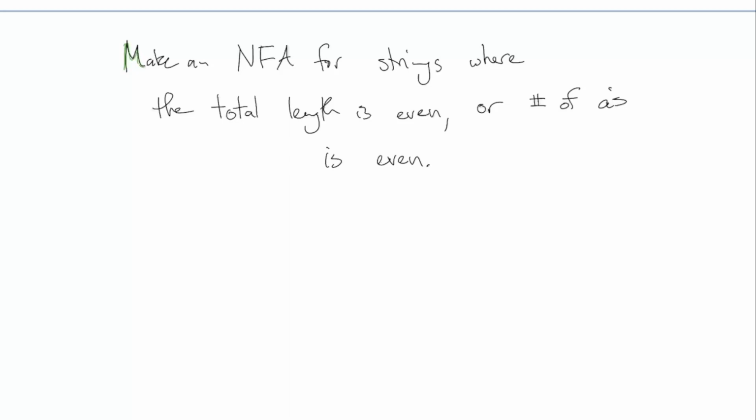My hint is this word "or" here means you should do the or trick, or the union trick. So make a little machine for each of those things first, and then tie them together using these epsilons in the appropriate way. See what you think. I want the alphabet to be A, B. I suppose I should have said that.